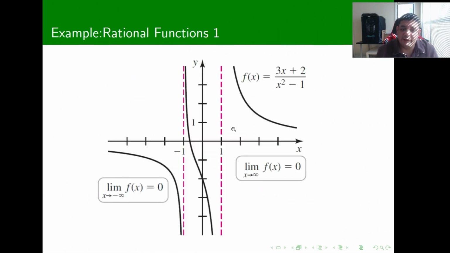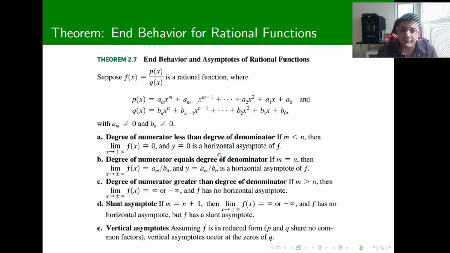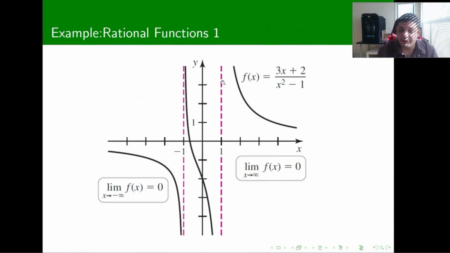So the first example is going to be using the function 3x plus 2 over x squared minus 1. Notice that this is a polynomial of degree 1 over a polynomial of degree 2. So using this rule, notice that the denominator has a bigger power than the numerator, and so we can see that it's going to go to zero. And so that's what happens here. We can see that the function is going to zero, both at infinity and minus infinity.